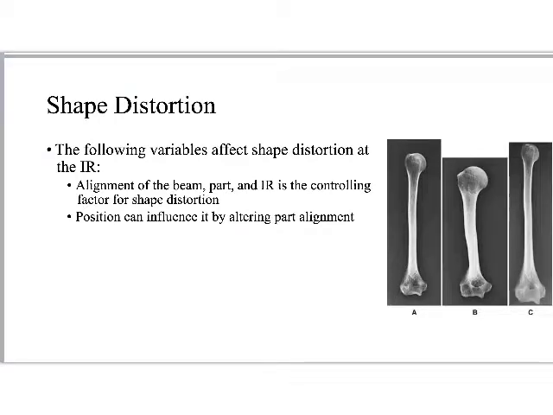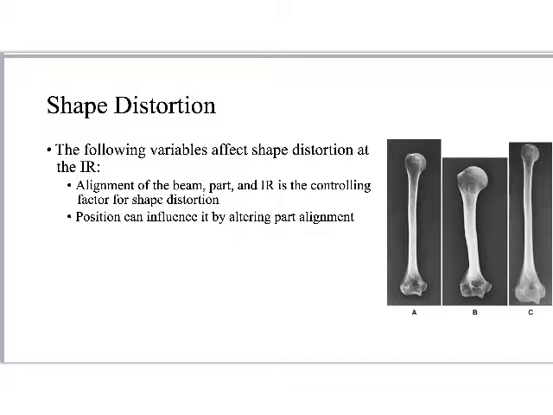So knowing that, we can even imagine what the angle of the X-ray tube was in relationship to the part. It was basically angled cephalically, which has caused the humeral head to appear to be smaller. So alignment of the beam, the part, and the image receptor is the controlling factor for shape distortion.